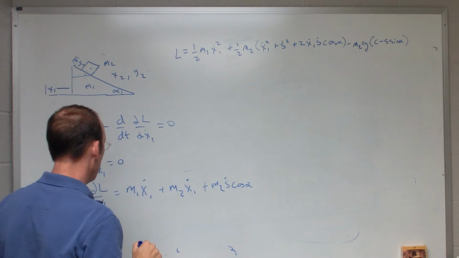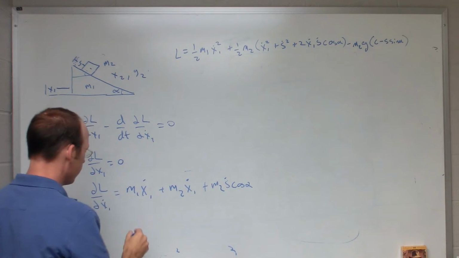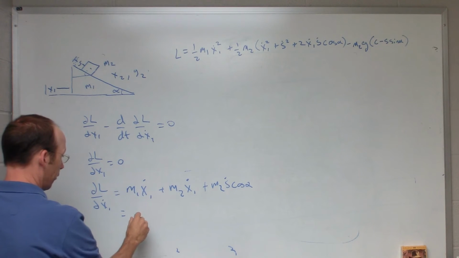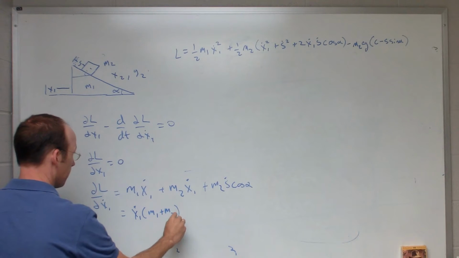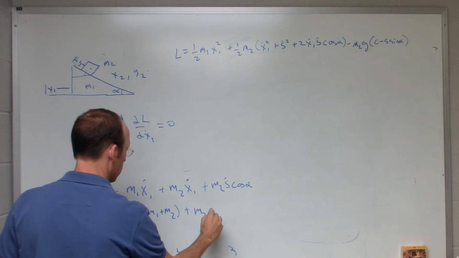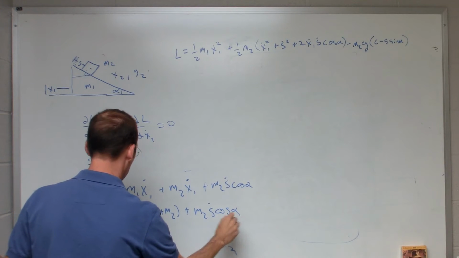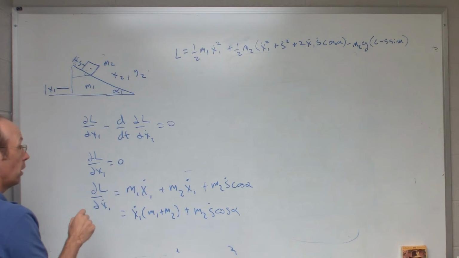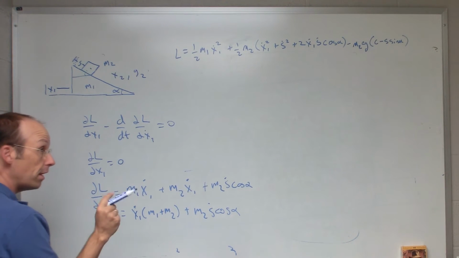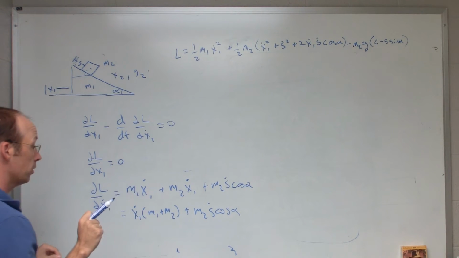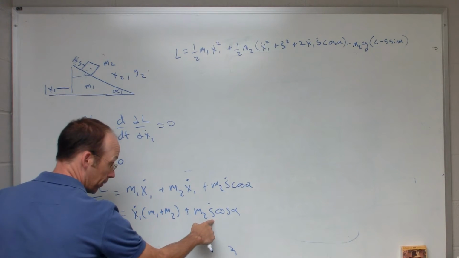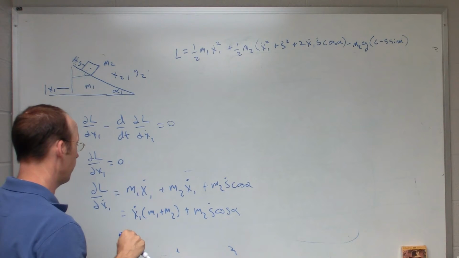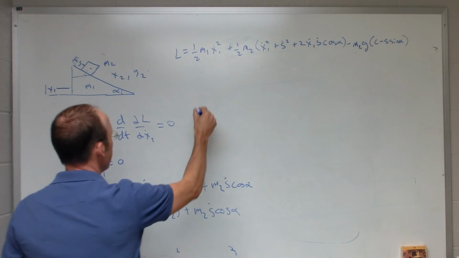Okay, so now I can simplify this. I can factor out x1 dot times m1 plus m2, plus m2 s dot cosine alpha. Now I need to take the derivative of this with respect to t. The derivative, not the partial. So what depends on time? That depends on time, and that depends on time. So those I have to do real derivatives. Let me write that out.